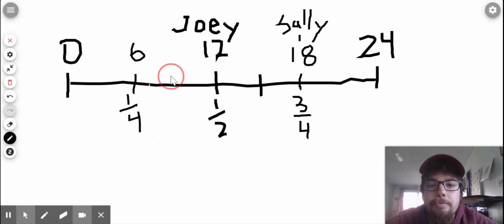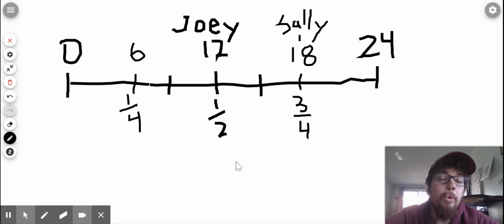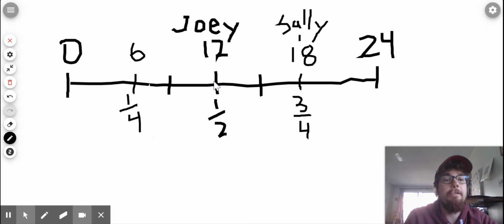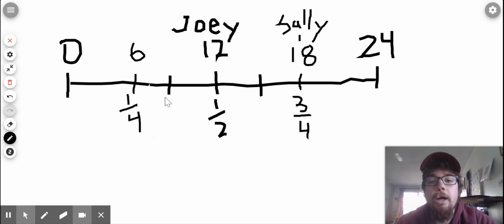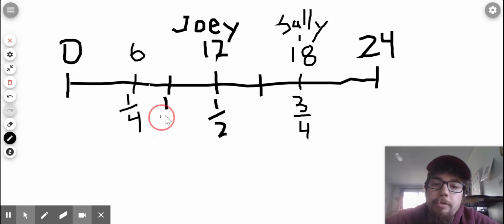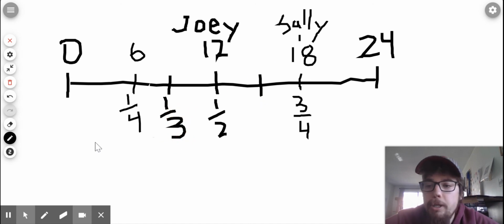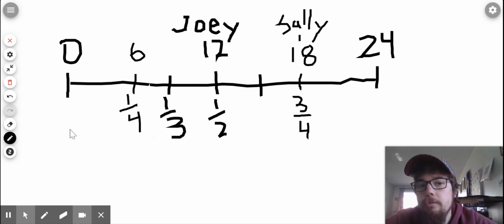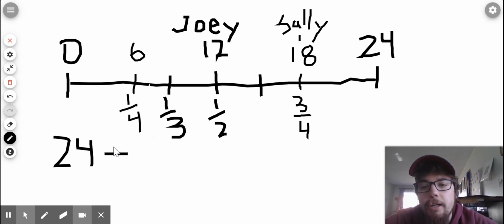Okay, now this one, we can't use our quarters or our halves to solve for thirds. Okay, we can't build off of that. We have to try to figure out what 1/3 is first before being able to figure out what 2/3 is going to be. So we can do that by, once again, using division, doing 24 divided by 3.